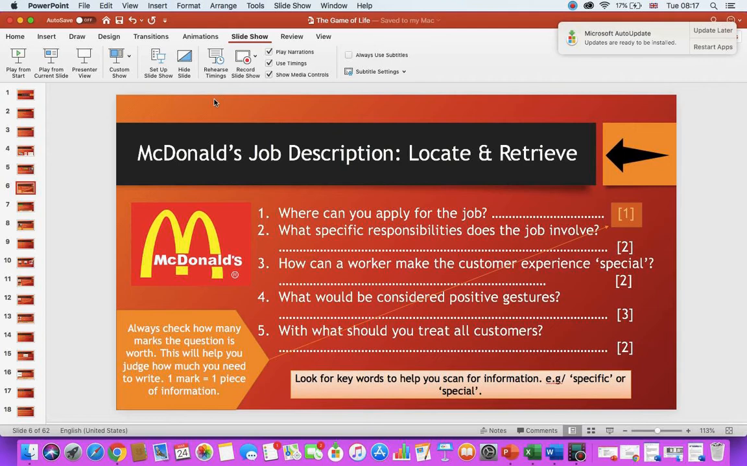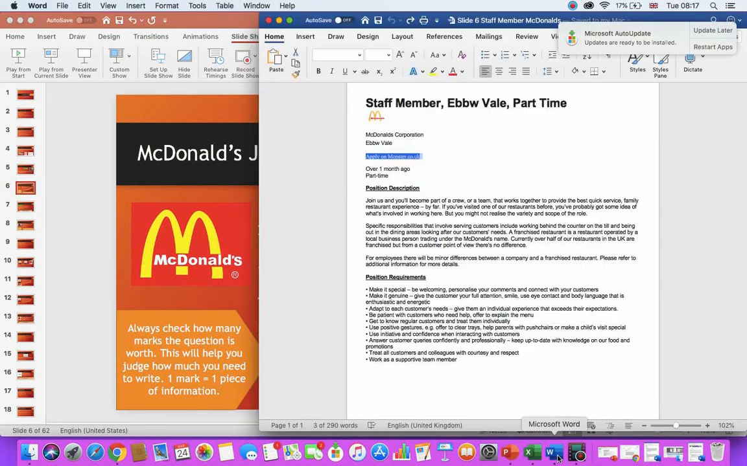Okay, so just to make sure that you've got it, we've got: what specific responsibilities does the job involve? Now this is worth 2 marks, implying that I probably need 2 pieces of information. Think about what my keywords are here: specific and responsibilities. I might want to look for those words as I scan through the text to see whether they will direct my answer.